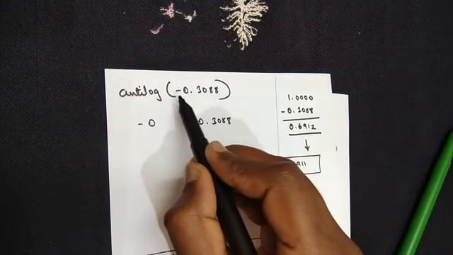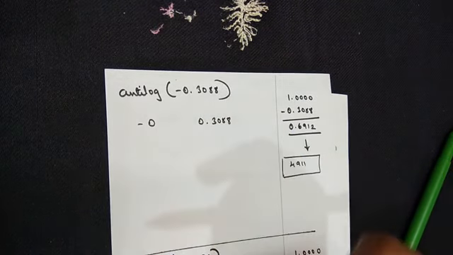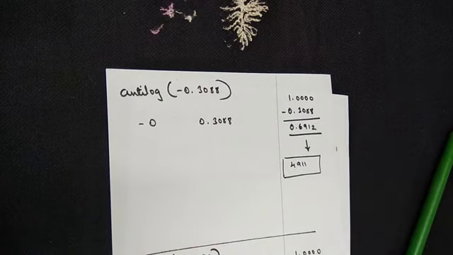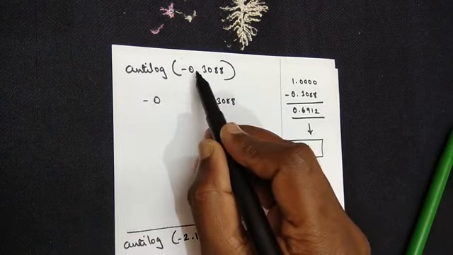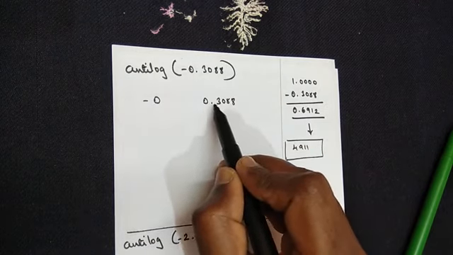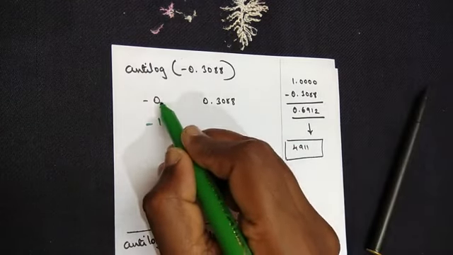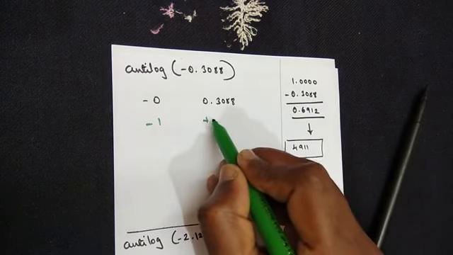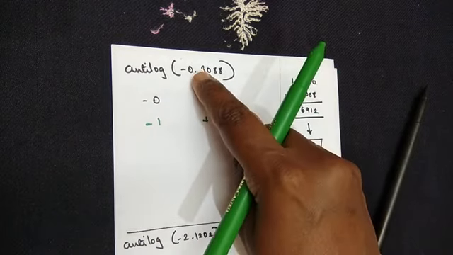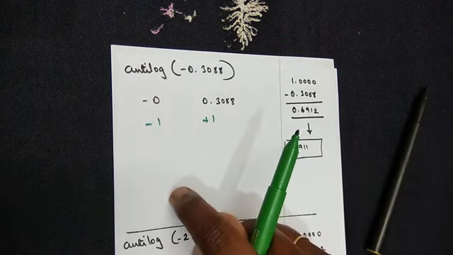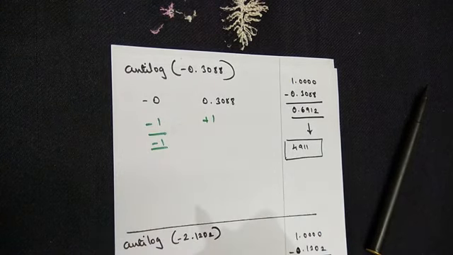It's very easy. Now minus 0.3088 is given. A negative number should be converted into a positive number. That's the only extra step you've got, but that's also easy. Now I'm writing minus 0 here and 0.3088. The clue here is to add a minus one to this side and a plus one here. So to the decimal part you add a plus 1, and to the number before the decimal point you add a minus 1. So 0 minus 1, you will get minus 1 as the answer.